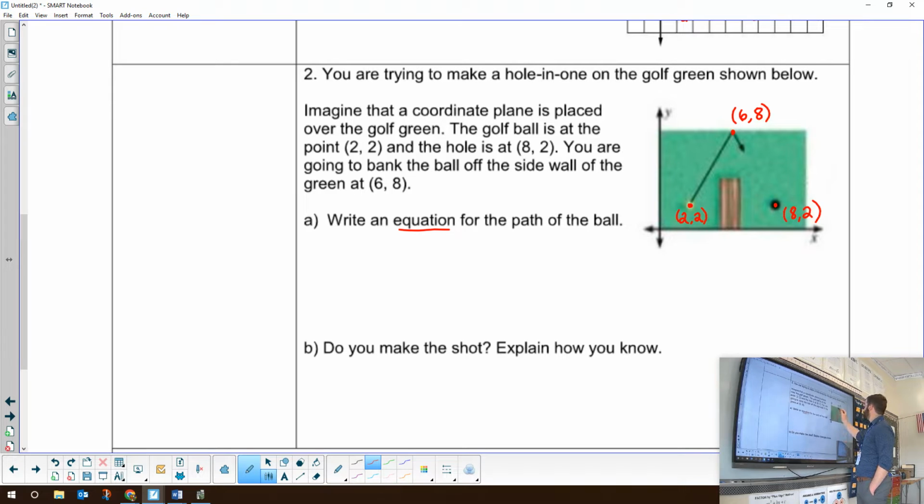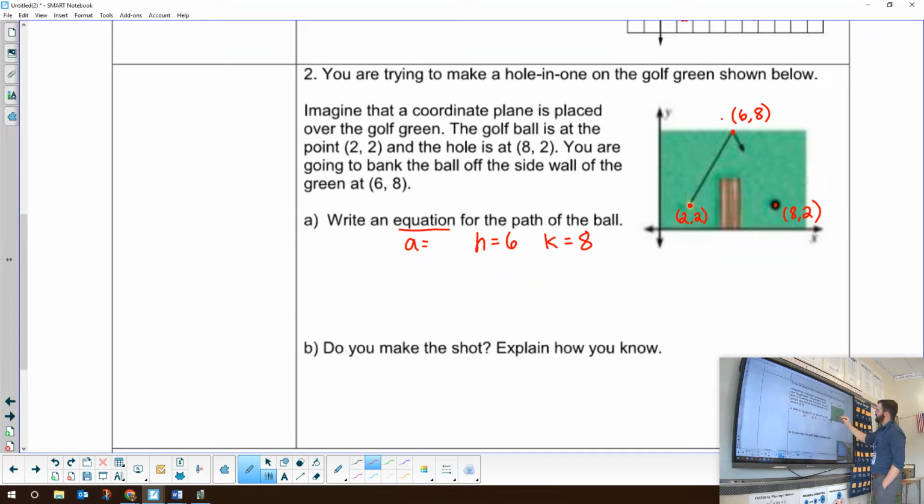Okay, so if we're trying to write an equation for this, we already have a lot of information. I already know that my vertex is at 6, 8. So that means that my h is 6 and my k is 8. All right, so my h is 6 and my k is going to be 8. Now, can I tell what my a is going to be? That's always the question, isn't it?